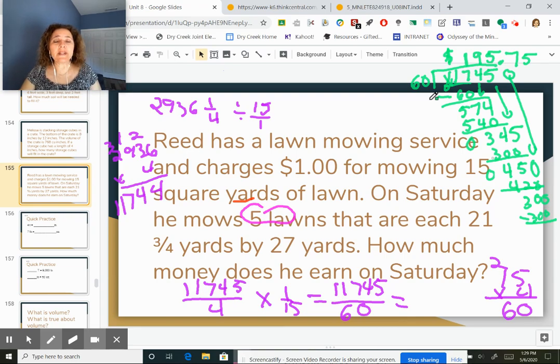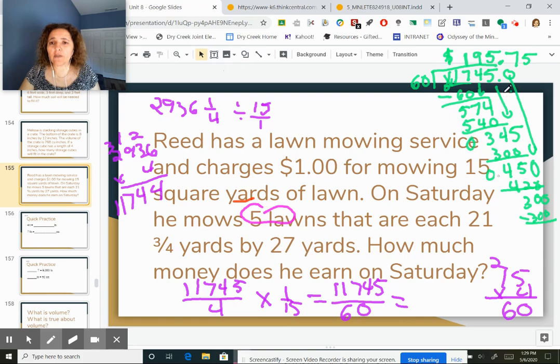But remember, I'm dealing with money. So even though I'm done here with the digits, what do I do? I add a decimal, bring the decimal up, add a 0, because remember, I can add as many zeros as I want. I'm dealing with money, so I can't stop. I've got to get a whole number. Okay, so I'm going to add a 0, bring it down.